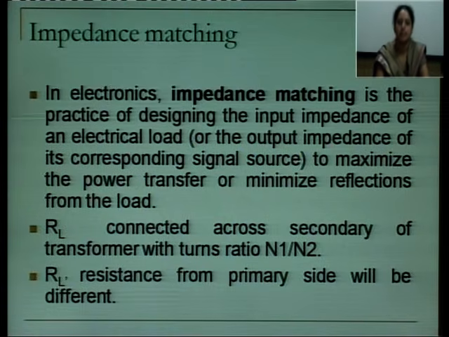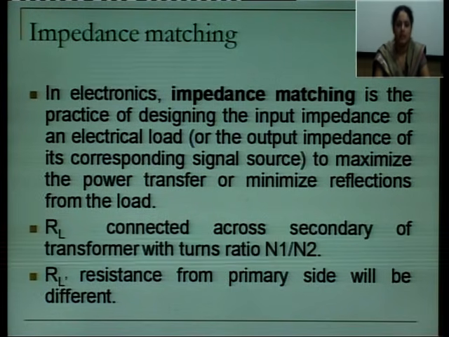Now, how does this provide impedance matching? RC coupled amplifiers were poor in impedance matching, but your transformer coupled amplifier provides excellent impedance matching. Impedance matching is the practice of designing the input impedance of an electrical load or the output impedance of its corresponding signal source to maximize the power transfer or minimize reflections from the load. So, in simple terms, impedance matching means your maximum output is delivered to your next stage, with minimum reflections from the load. That is, your load should affect the signal minimally.